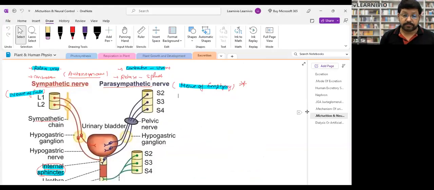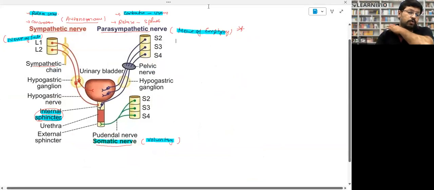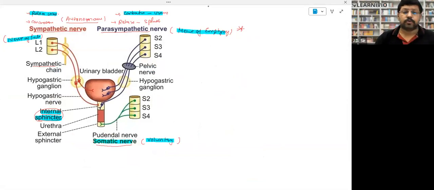Micturition, that is the release of urine. There are some things which are important. Sphincter, I have already told you. The urinary bladder is controlled by nerves: urine starts to filter out and gets collected in the urinary bladder. There are sympathetic and parasympathetic nerves. Sympathetic nerve is responsible for relaxing the urinary bladder, right? This is an autonomous nerve, right? Parasympathetic is responsible for relaxing the sphincter and for contraction of the urinary bladder.